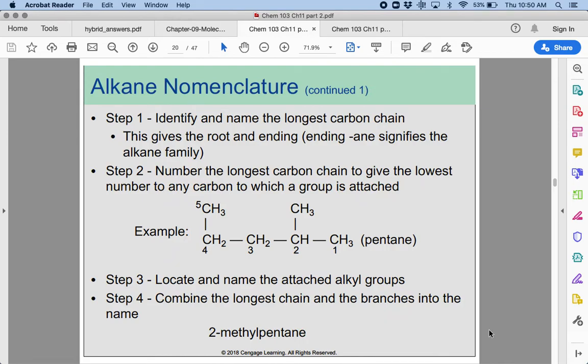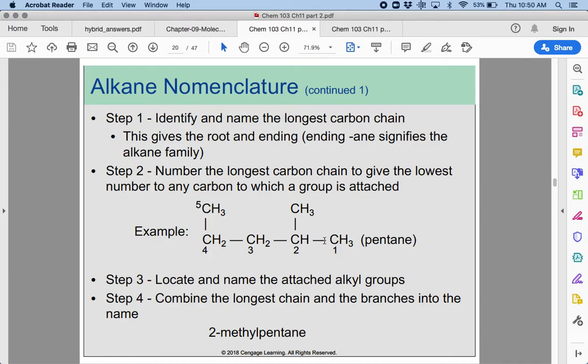So let's look at this. Let's start with something really simple. Let's do just a branched alkane. So when we look at this compound right here, I can go all the way here, but then I have to lift my finger, or maybe I go all the way here, and then I have to lift my finger. So no matter how I look at it, I'm going to have to lift my finger. So this is a branched alkane.